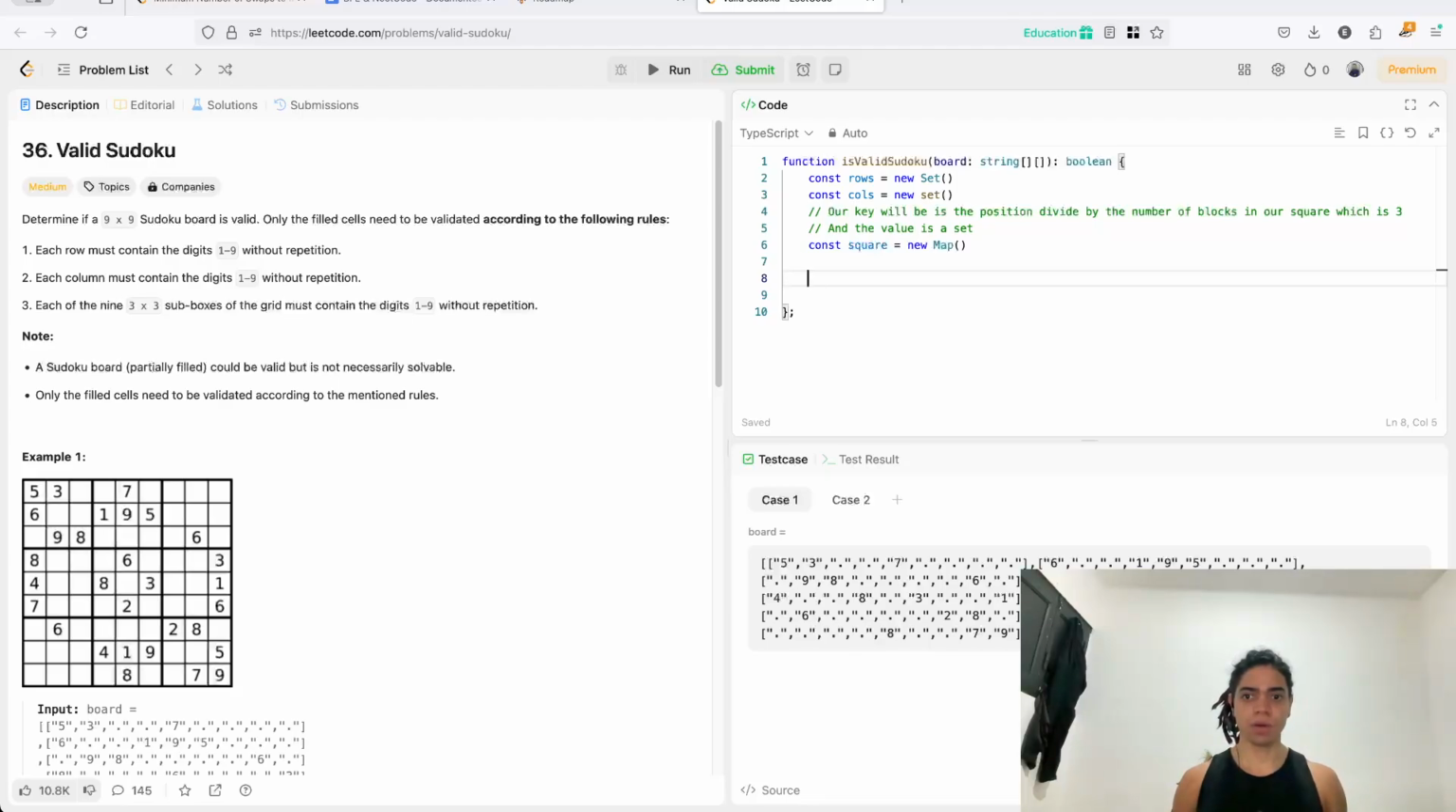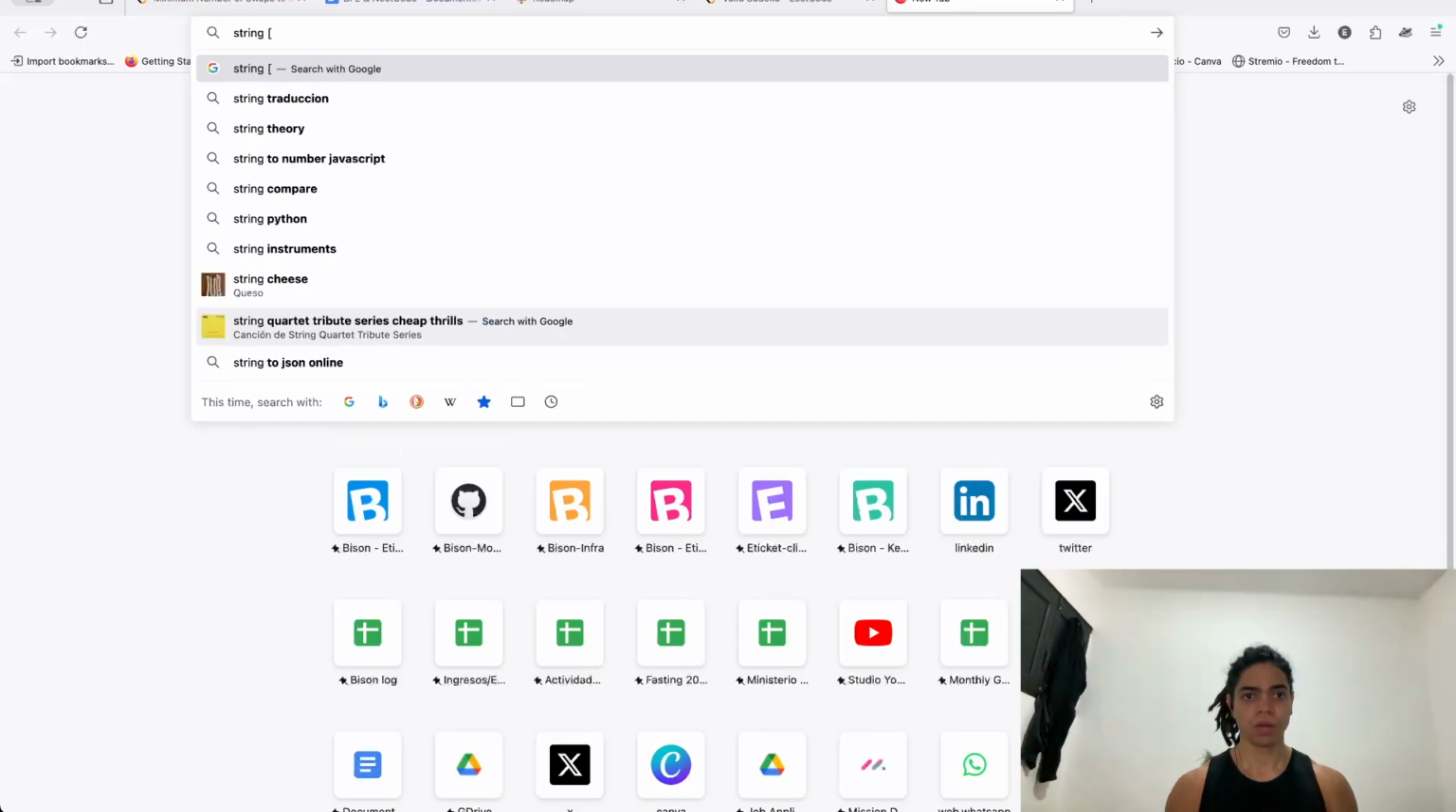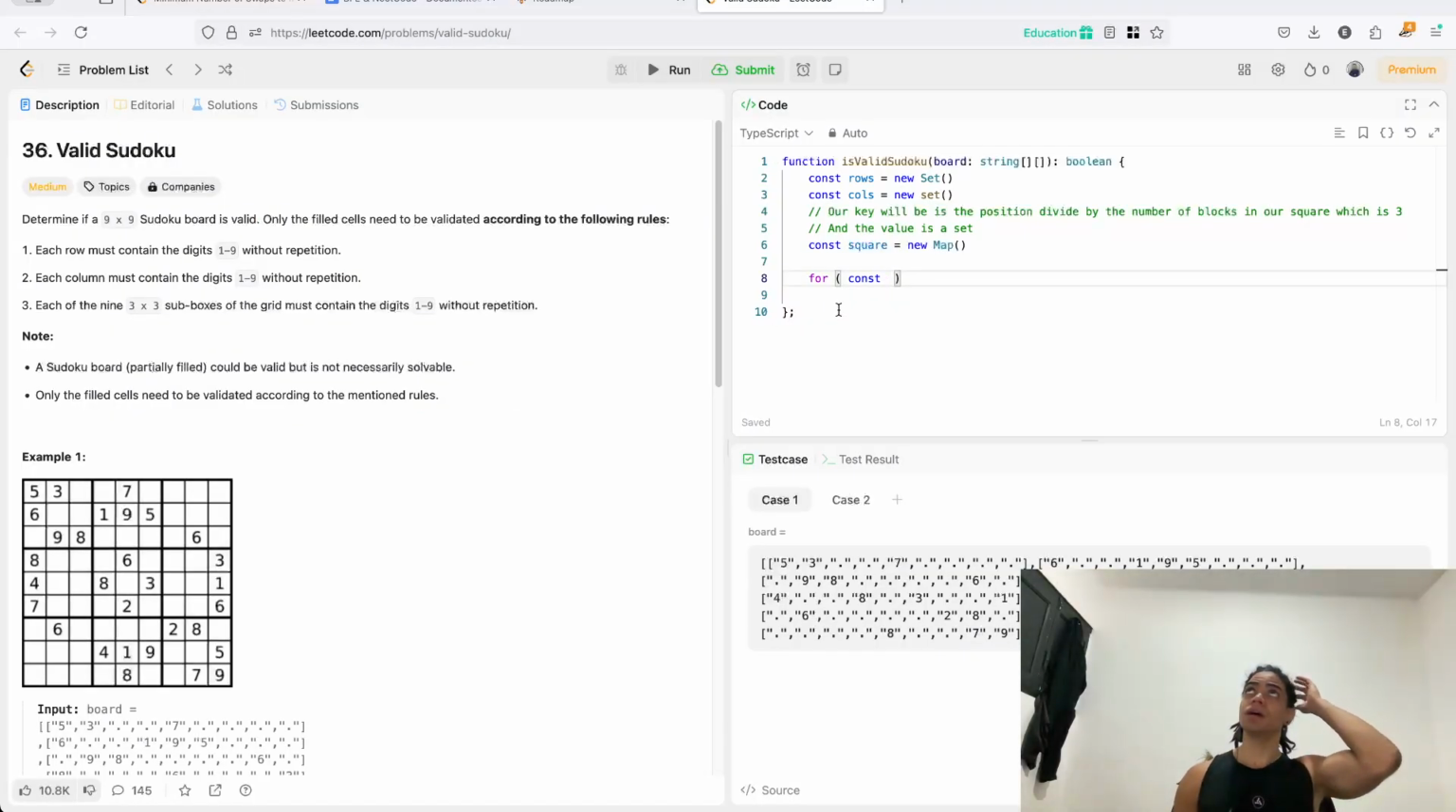So now that we know where we're going to store, for every element that we iterate through in our board, because at the end of the day we want to work with the position of that, and as we iterate through this, which is a two-dimensional array, now let's see how arrays in JavaScript play.